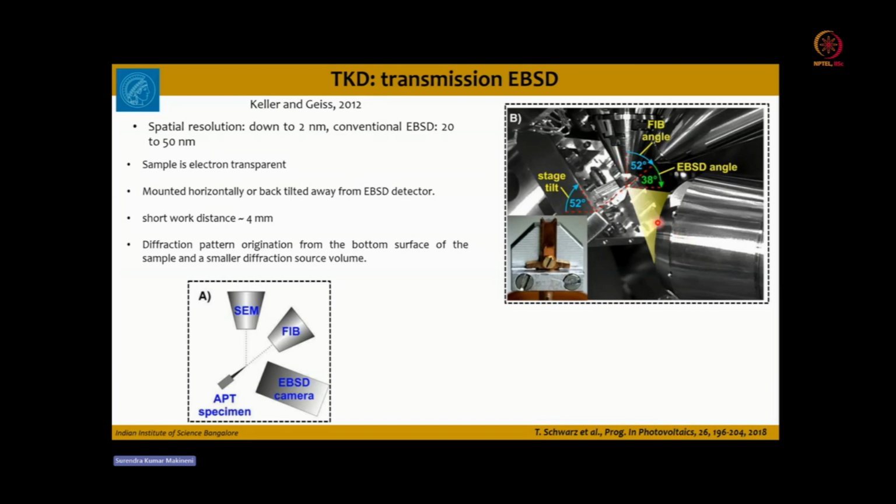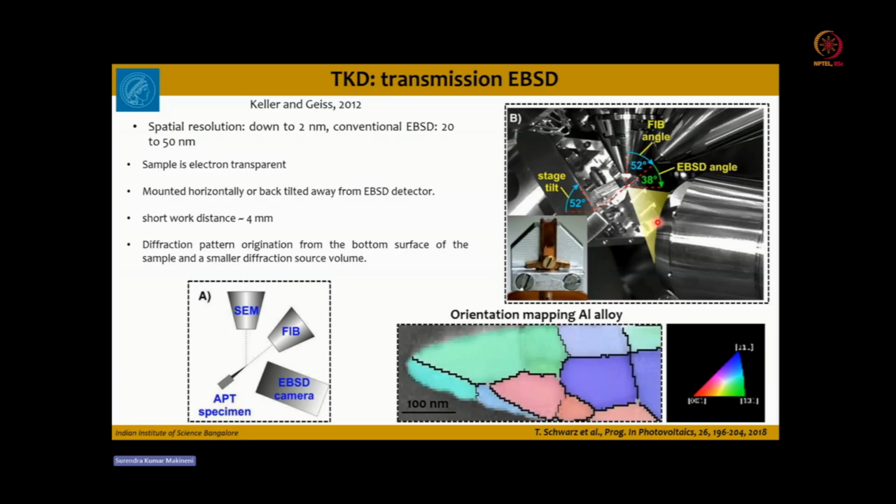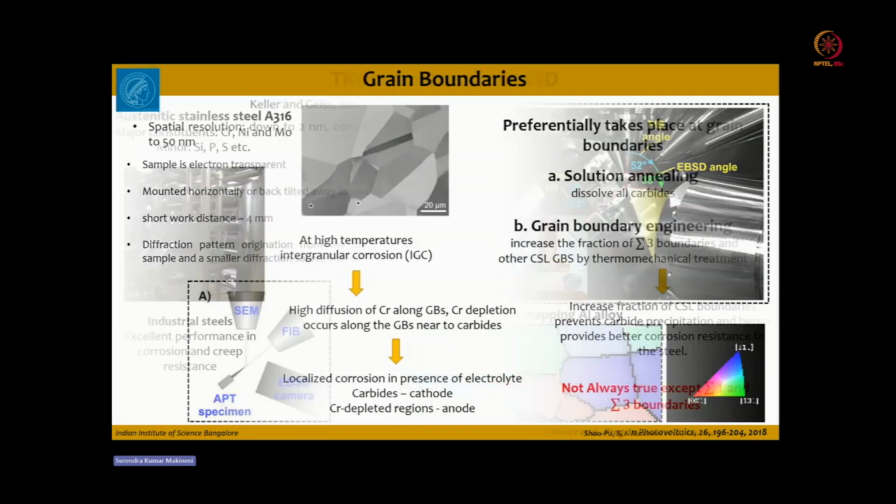Here the spatial resolution is down to 2 nanometers. The sample is electron transparent, and the diffraction pattern originates from the bottom surface of the sample, from a smaller diffraction source volume. This is just an example of an orientation map of aluminium, where you can see the grain structure as an inverse pole figure using transmission EBSD. So we will see how transmission Kikuchi diffraction can be used in correlation with other electron microscopy techniques.